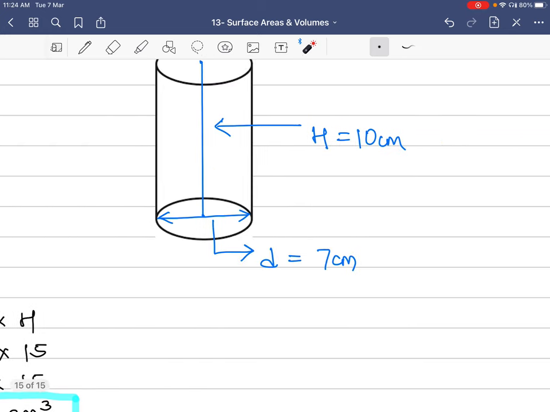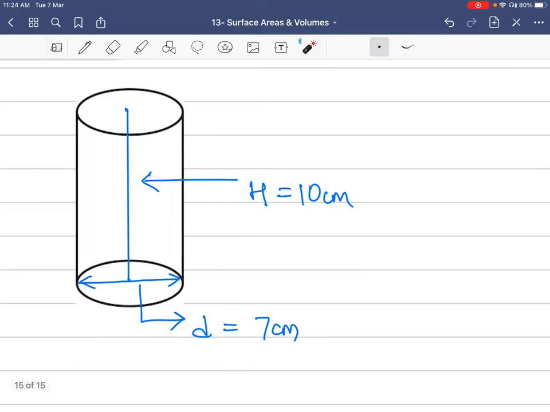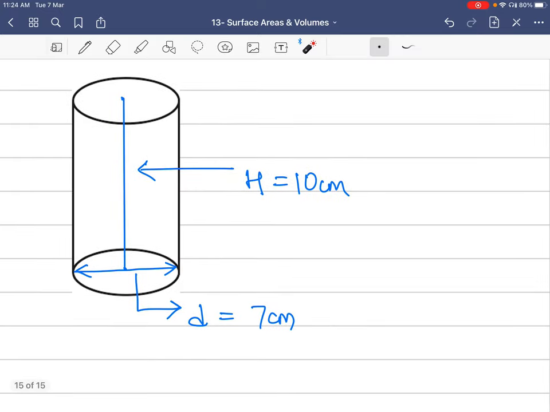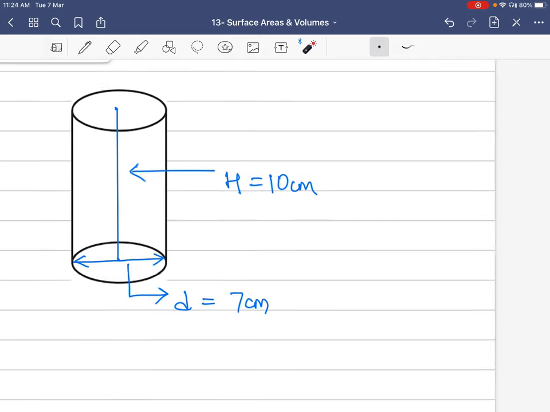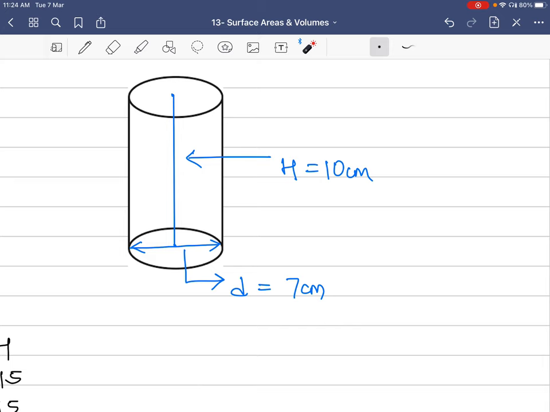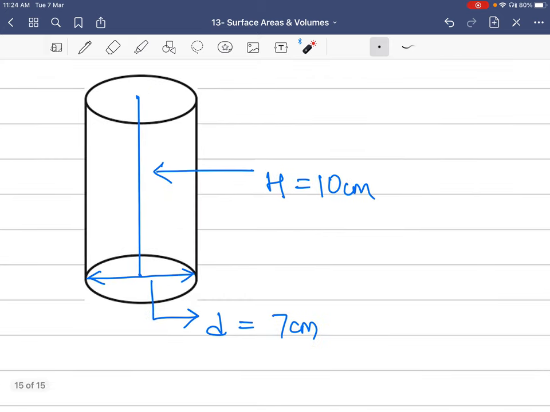Now we come to this plastic cylinder. Let's bring it into the focus. Yes. So the plastic cylinder. Now diameter is given to be 7 centimeter. So radius will be half of 7, which is 3.5. Cool. So let's try to calculate the volume of this.